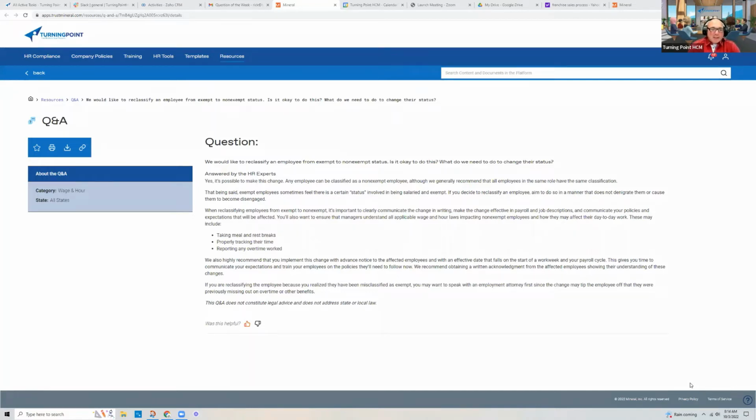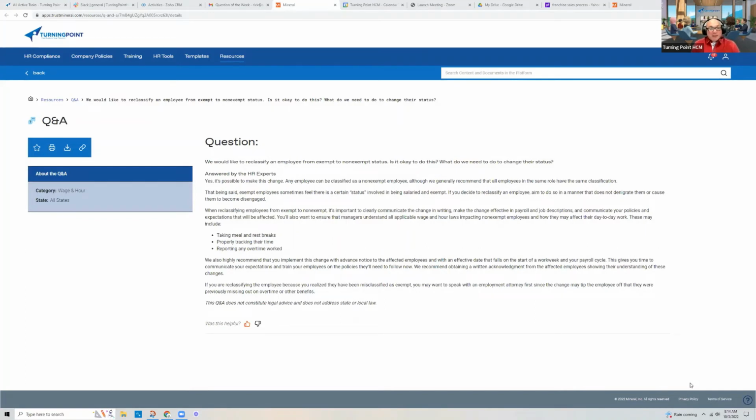So when reclassifying employees from exempt to non-exempt, it's important to clearly communicate the change in writing, make the change effective in payroll, and update the job descriptions and communicate your policies and expectations to those employees that are going to be affected. You'll also want to make sure that the managers understand all the applicable wage and hour laws because you don't want to run afoul of those laws, because they can impact the non-exempt employees and how it may affect their day-to-day work.